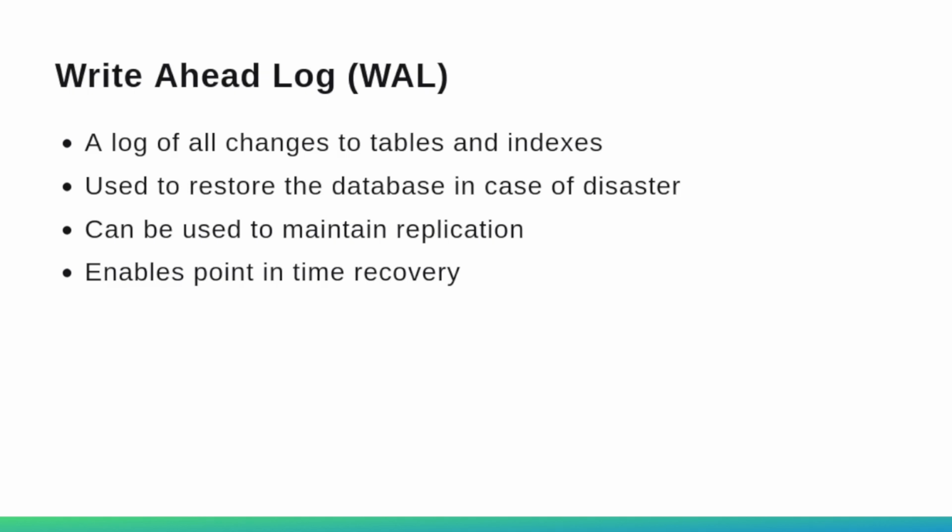For example, if you had a disaster and the database crashed, when you bring the database back up, PostgreSQL would use the WAL to restore the database to its state as of the last committed transaction before the crash. Okay, so that's one use.